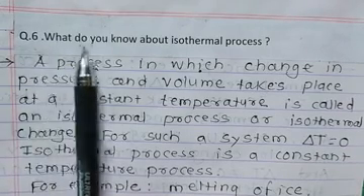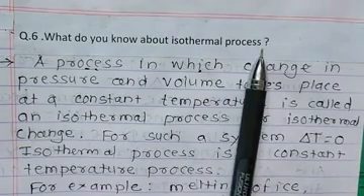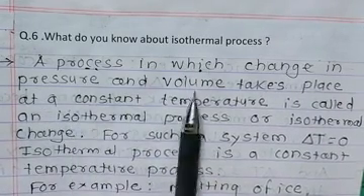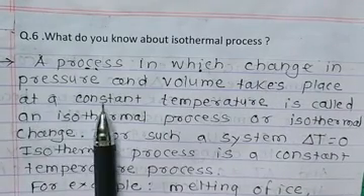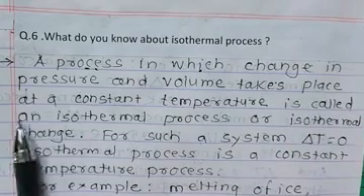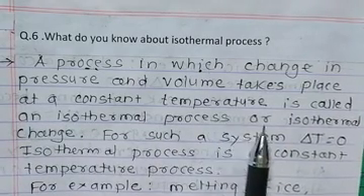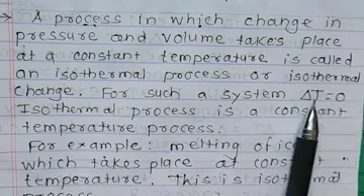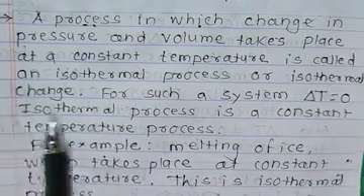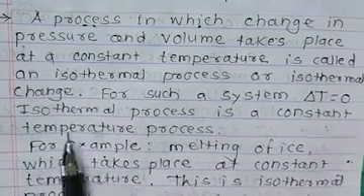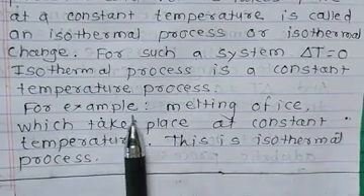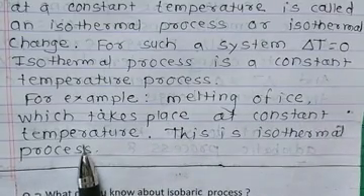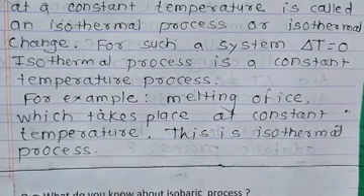Question 6. What do you know about isothermal process? A process in which change in pressure and volume takes place at a constant temperature is called an isothermal process or isothermal change. For such a system, delta T is equal to 0. Isothermal process is a constant temperature process. For example, melting of ice which takes place at constant temperature is an isothermal process.